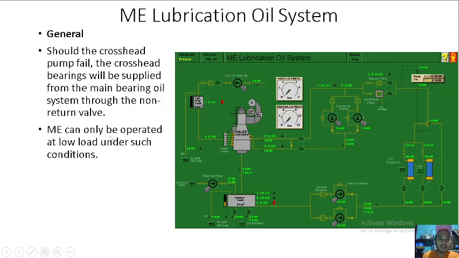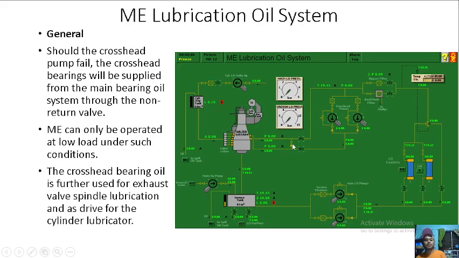So main engine can only be operated at low load under such conditions. If we use this part of the flow and the crosshead pumps fail, the engine will just operate in low load or in slowdown. The crosshead bearing oil is further used for exhaust valve spindle lubrication, and for the drive for the cylinder lubricator, the crosshead bearing oil is also used.